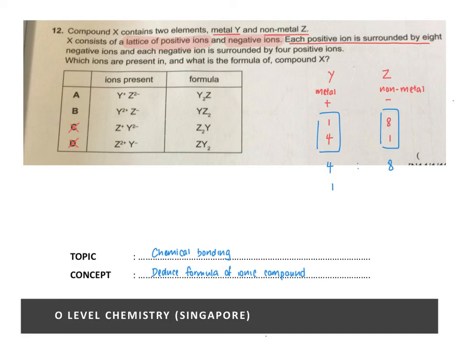And the simplest ratio is 1:2. So what it means is that for every Y ion, it is paired with 2 Z ions. That would make the formula of the compound YZ2. So the answer is B.